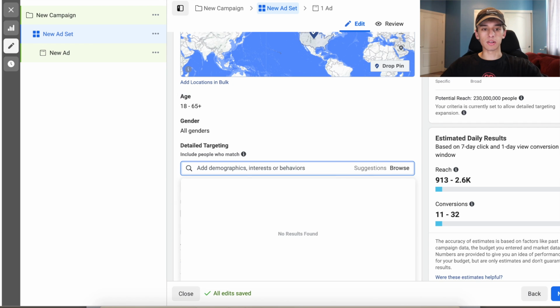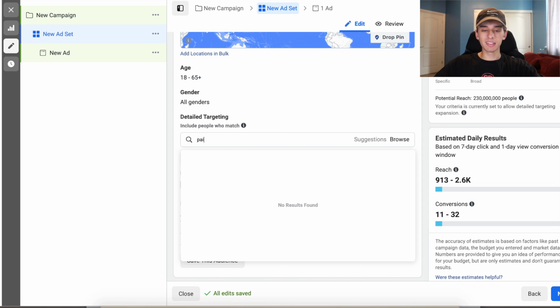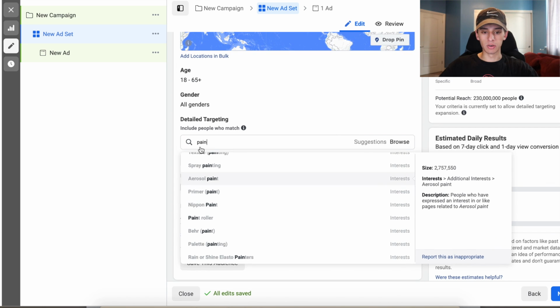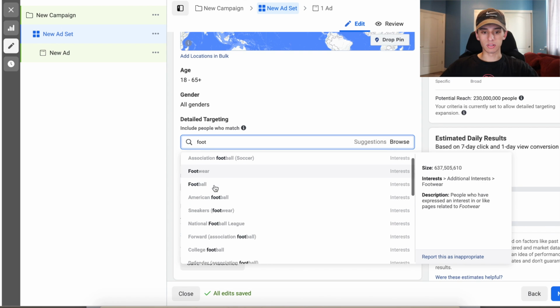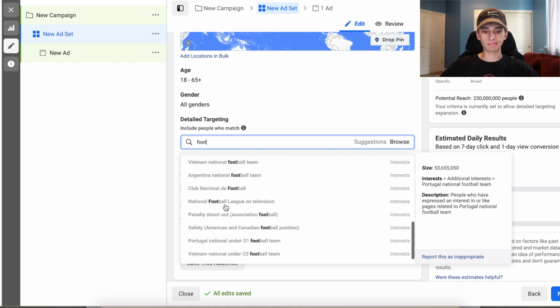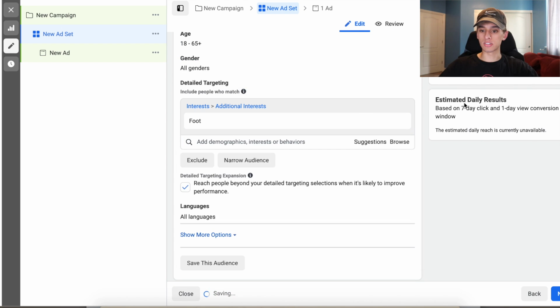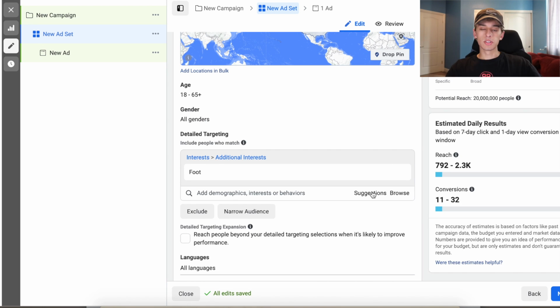So detailed targeting. For this leg massager, I'm going to type in pain. We'll just start broad and see if I can find anything that has to do with pain. So no, foot. Let's see if there's anything with foot. So there's just the interest foot. That might work really well. Let's go through other things. Yeah, so we'll just go with foot. Foot's a very broad interest. So let's just see the audience size. I'm going to uncheck detailed targeting as well and see. So the interest foot, 20 million people, nothing complex at all.